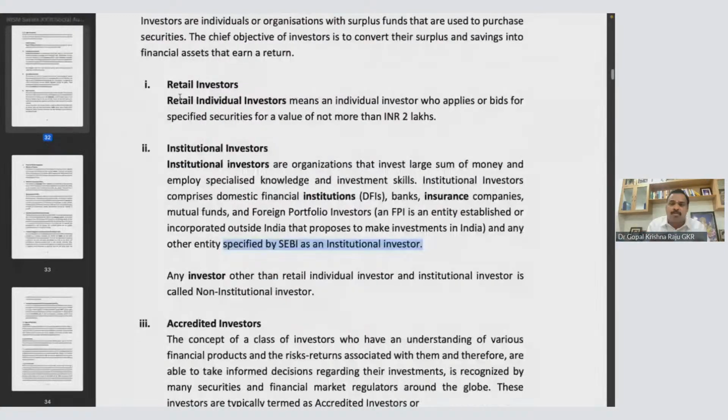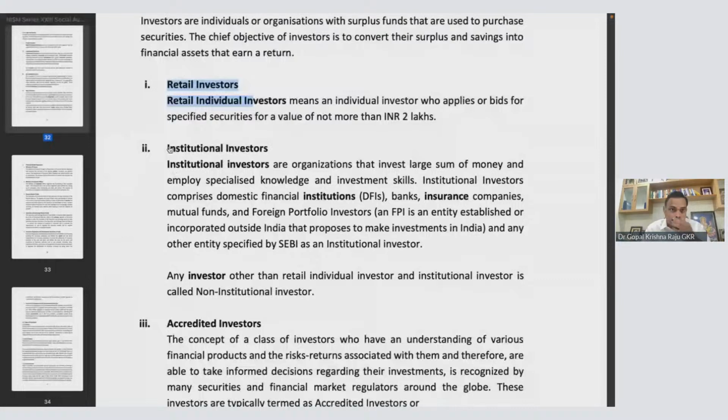That is because they are small in size. SEBI doesn't say Gopal Krishna Raju is a certified retail investor. No, because I will only invest 1 lakh, 5,000, 10,000, 20,000. So SEBI need not give me any tagline or certificate. But a certificate and regulation are required for institutional investors and accredited investors. So this is institutional investors.